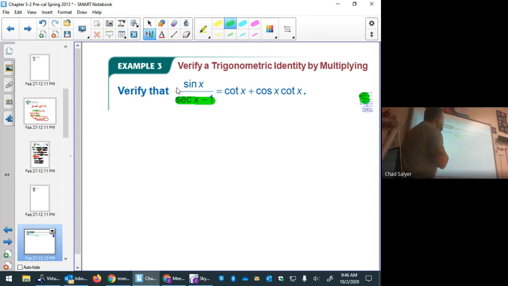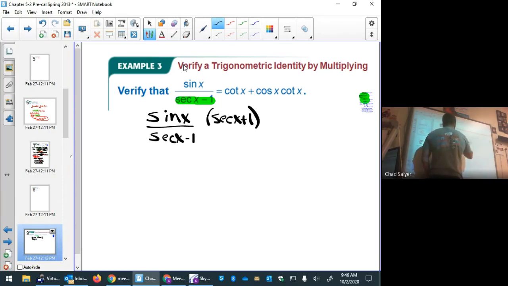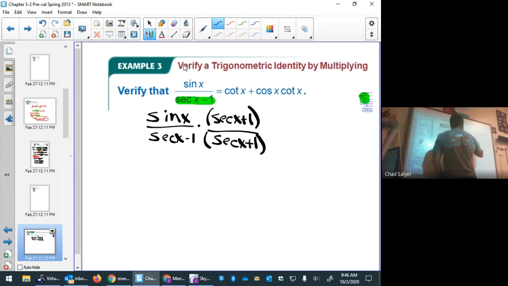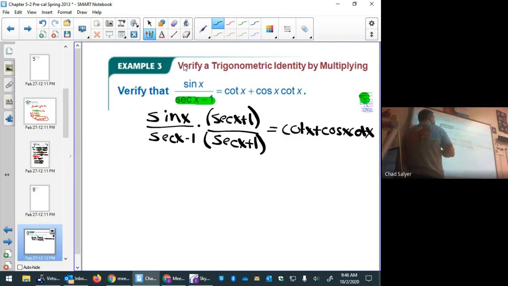So if you have a 2-term denominator like this and it's -1, some trig function -1, if we find that conjugate and multiply top and bottom by that conjugate, we're trying to get to here, we'll have a Pythagorean situation that we can simplify. All right.